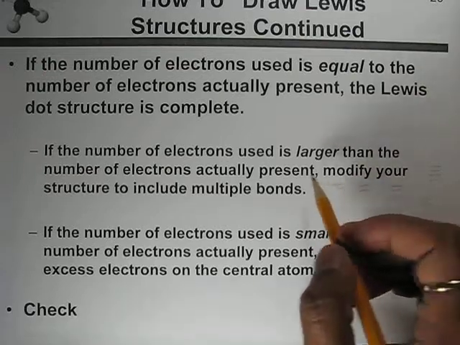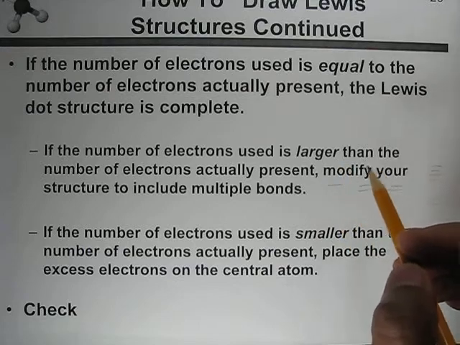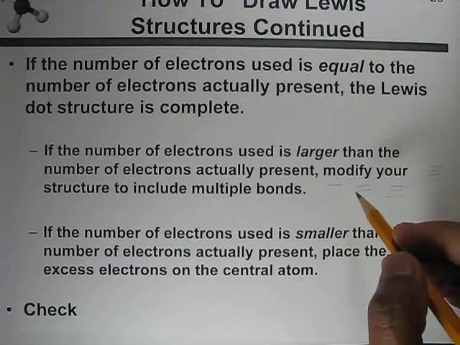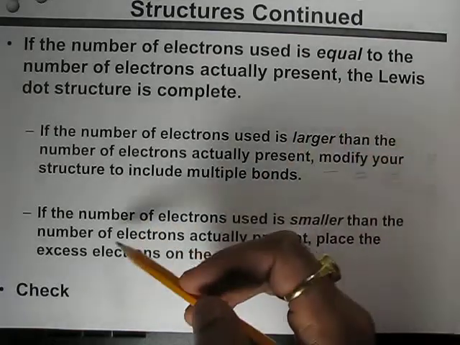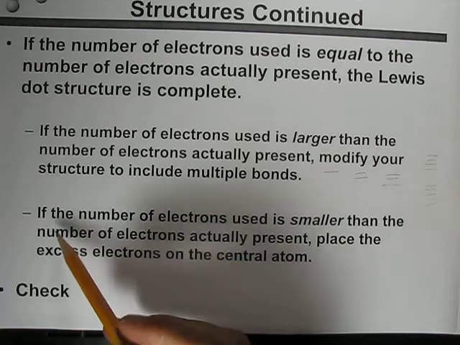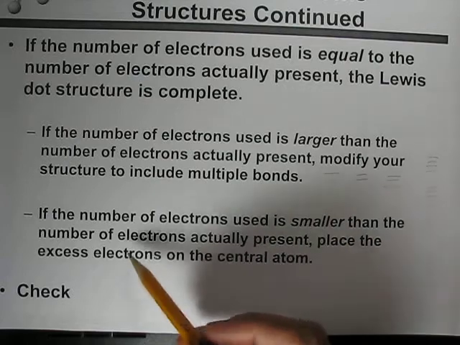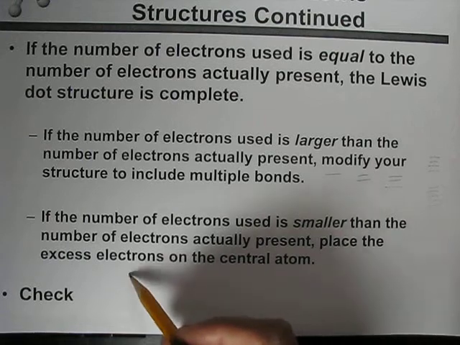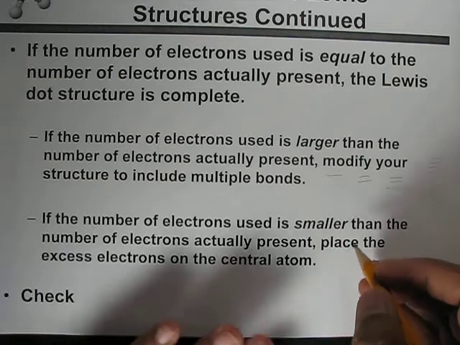So if the number of electrons used is larger than the number actually present, then we have to make a double bond or triple bond, and that will be enough to satisfy the octet rule and make the Lewis structure. If the number of electrons used is smaller than the number actually present, place the excess electrons on the central atom, and these are called non-bonding electrons.